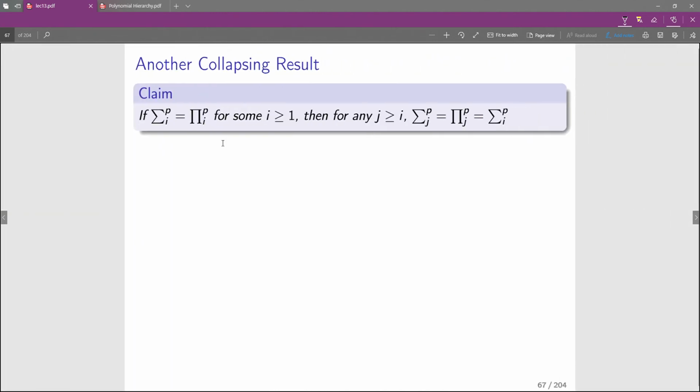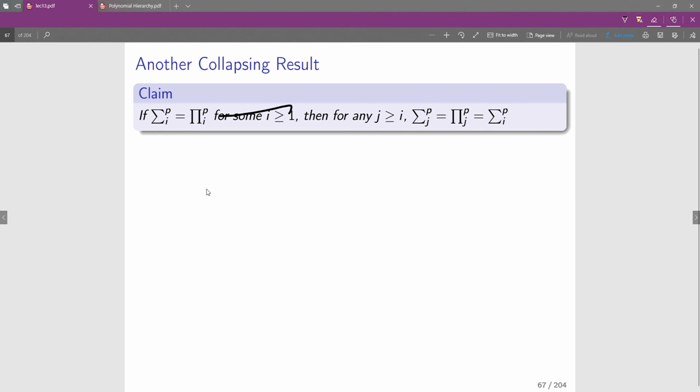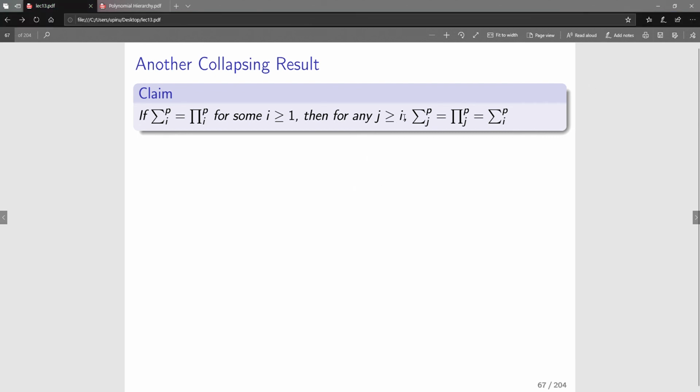The next claim that we wish to prove is that at a certain stage i, if sigma_i^P is equal to pi_i^P, then all of the later stages j greater than i collapse to that level. That is, sigma_j^P equals pi_j^P equals sigma_i^P.